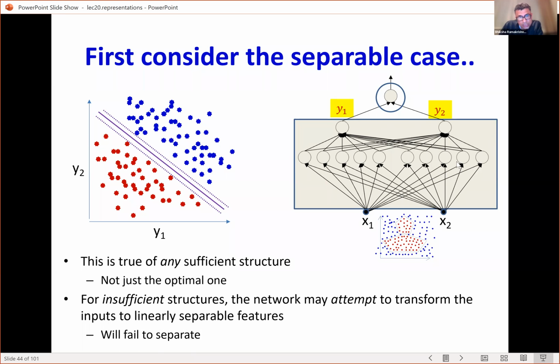For any sufficient structure, the network consists of two portions. The portion below the final output layer, which converts these data into linearly separable classes, and then the final classification layer, which actually performs the job of linear separation.